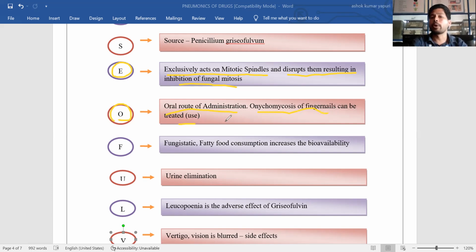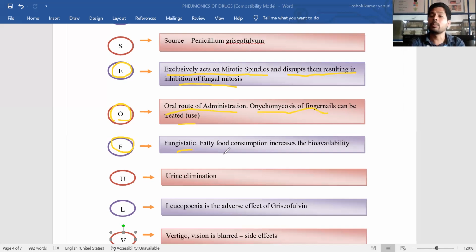Apart from that, onychomycosis, that is fungal infection of the fingernails. In that condition, this Griseofulvin will be useful. Next, letter F. Based on letter F, it is fungistatic. It just stops the growth of fungi, but does not kill the fungi.